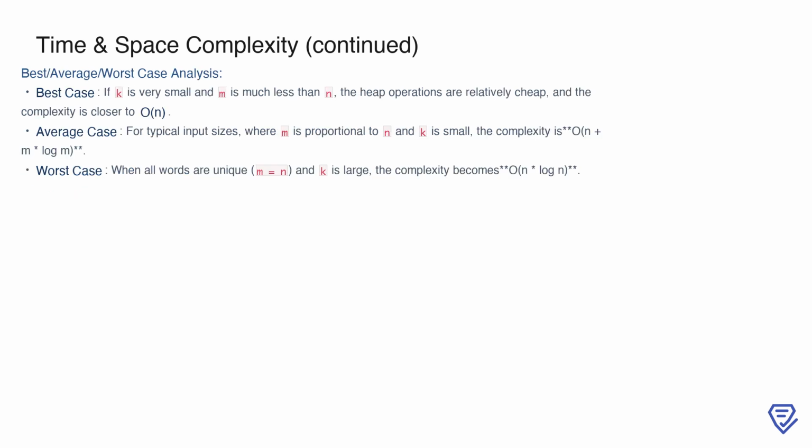Breaking down the time complexity further, we can analyze the best, average, and worst cases. In the best-case scenario, when k is very small and the number of unique words m is much smaller than n, the heap operations are relatively inexpensive, and the overall complexity approaches O(n). In the average case, for typical input sizes where m is proportional to n and k is small, the complexity is O(n + m * log m). Finally, in the worst case, where all words are unique, meaning m equals n, and k is large, the complexity reaches O(n * log n). This breakdown highlights how the algorithm adapts to different input conditions, maintaining its efficiency across a variety of scenarios.